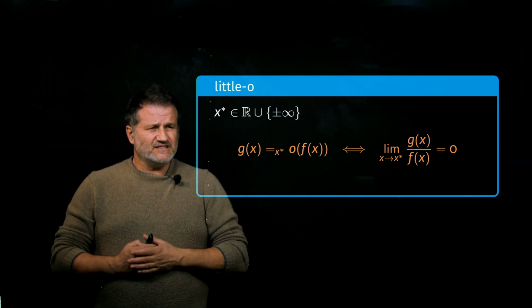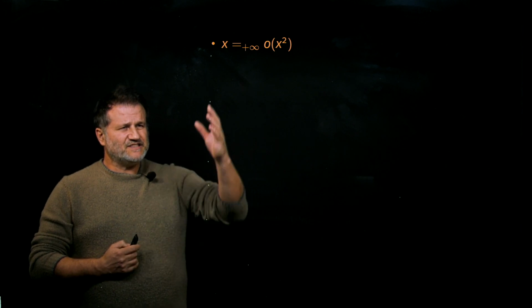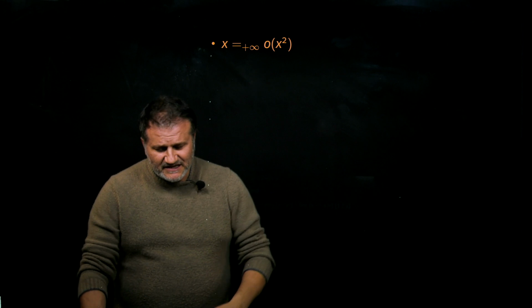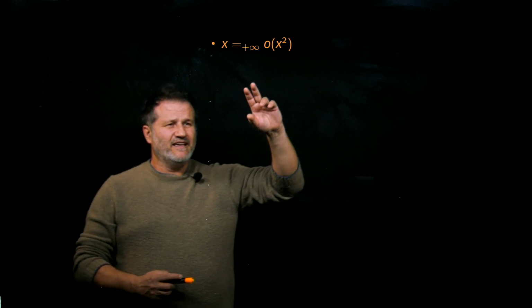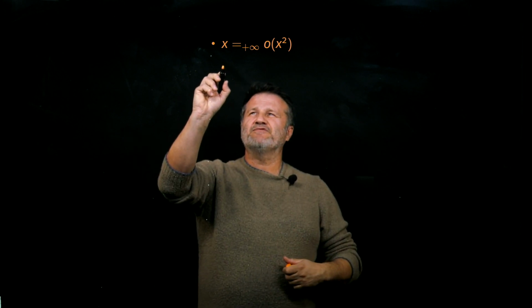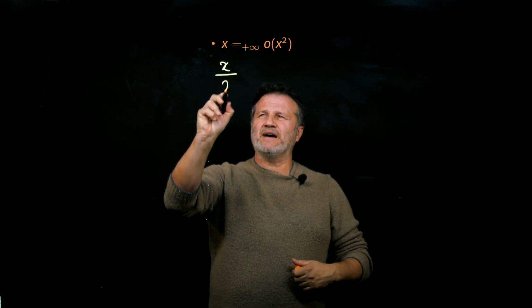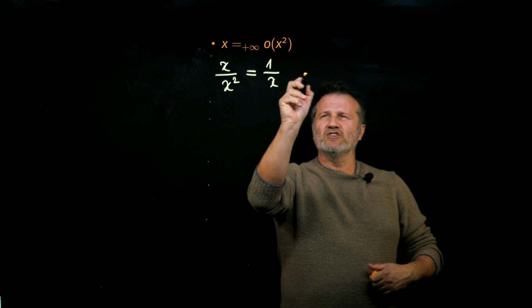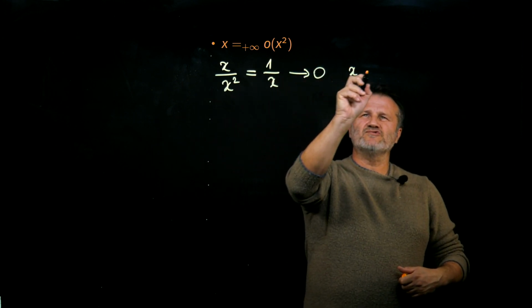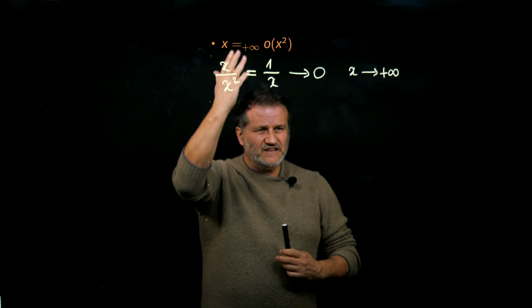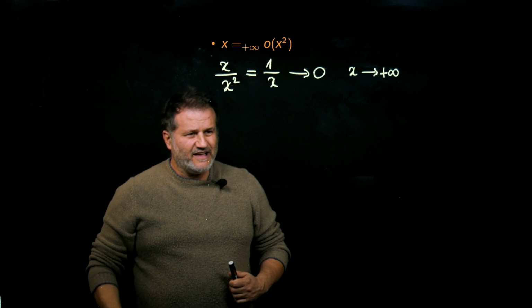Let's illustrate this definition on some simple examples. In this first example, we have x and x squared, and we claim that x is a little o of x squared when x goes to plus infinity, as the intuition may suggest. In fact, if we take x and we divide by x squared, we get just 1 over x that clearly goes to 0 when x goes to plus infinity. So this, according to the definition, means exactly what is written there.